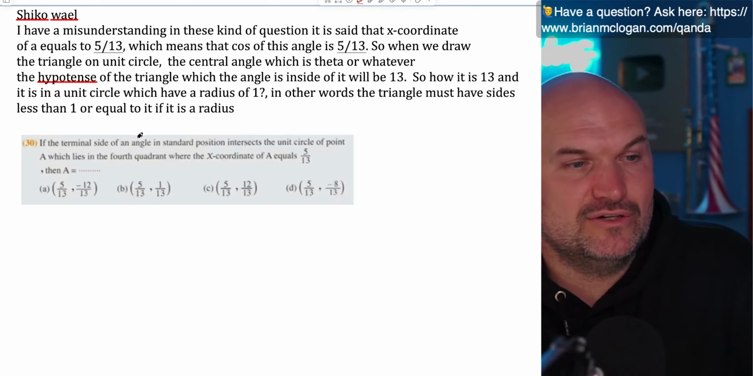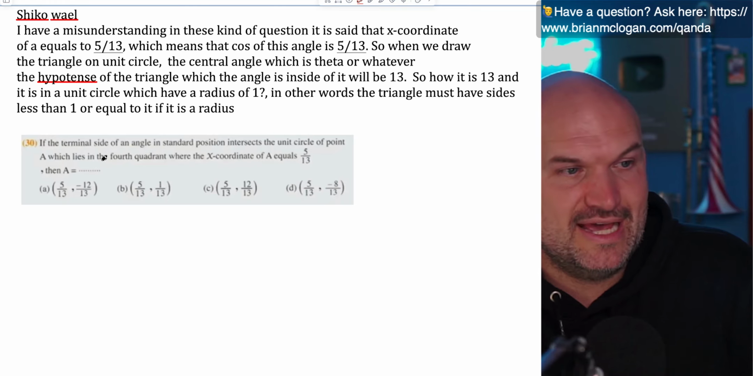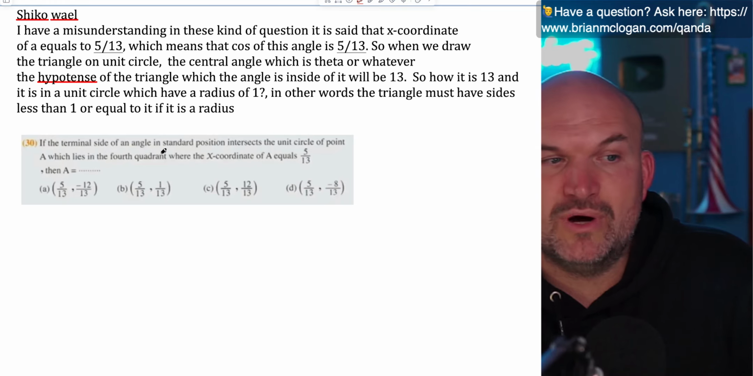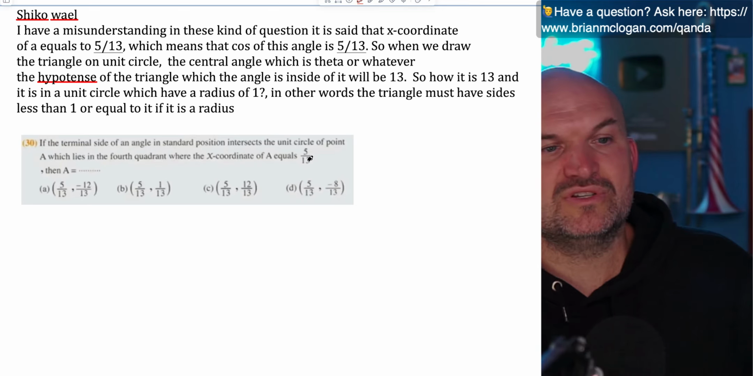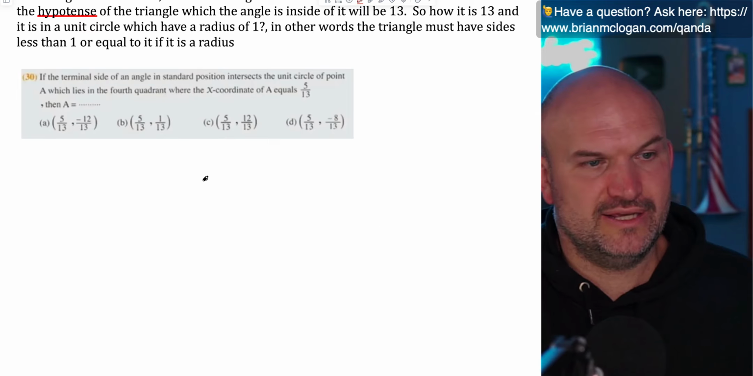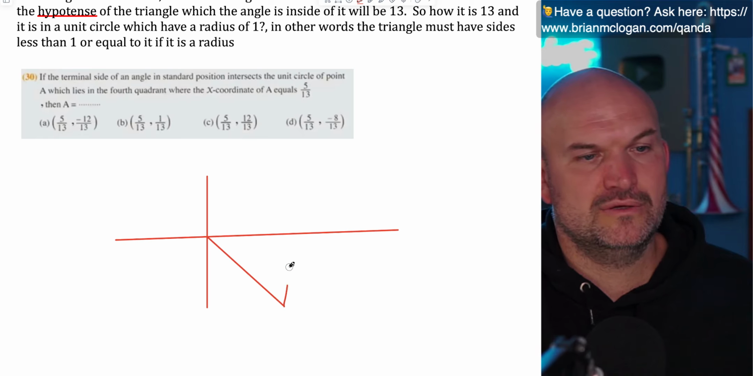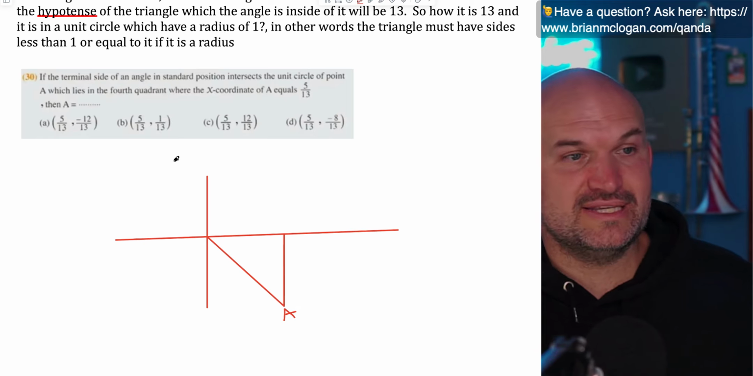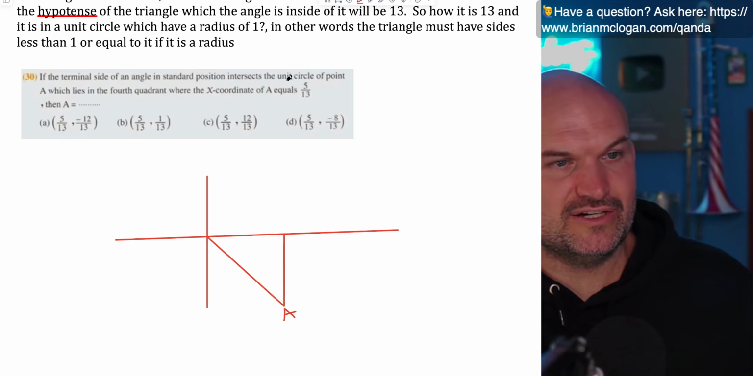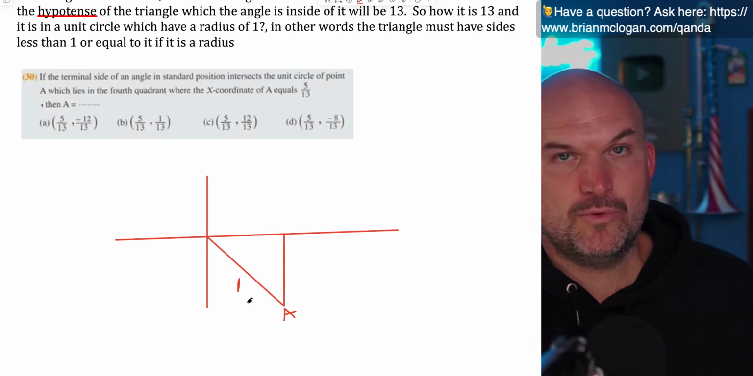If the terminal side of an angle in standard position intersects the unit circle at a point A, which lies in the fourth quadrant, where the x coordinate of A equals 5/13. So my understanding is, we're going to have a triangle, right? It's going to intersect the unit circle. Here's my A. Now it says the terminal side of an angle in standard position intersects the unit circle at point A. So that is on the unit circle. So you're right, there is a hypotenuse of 1.